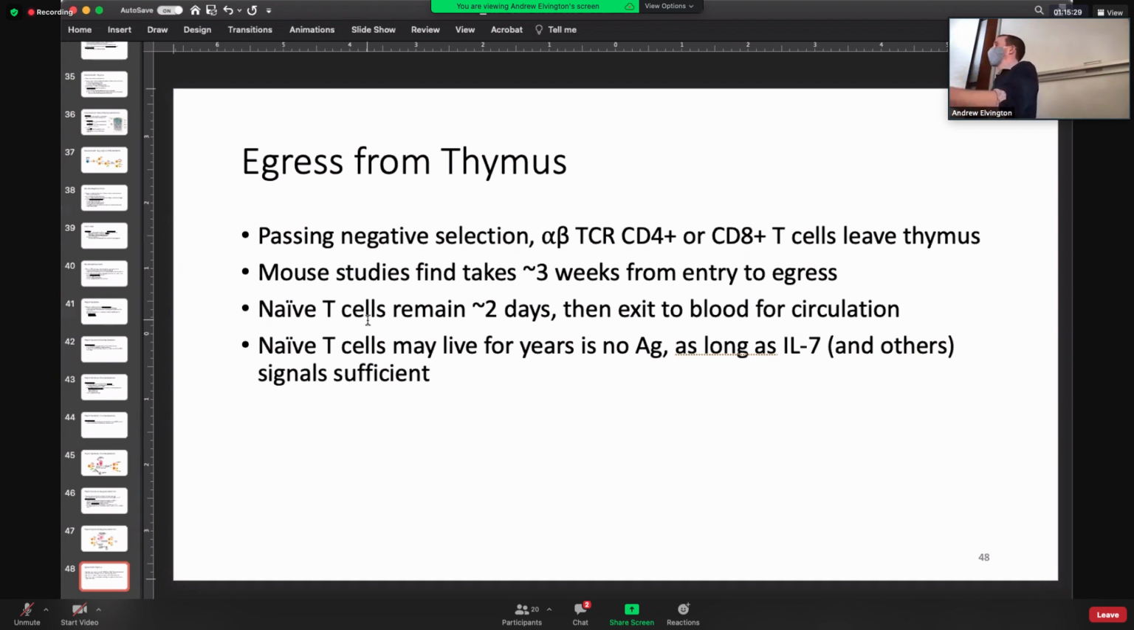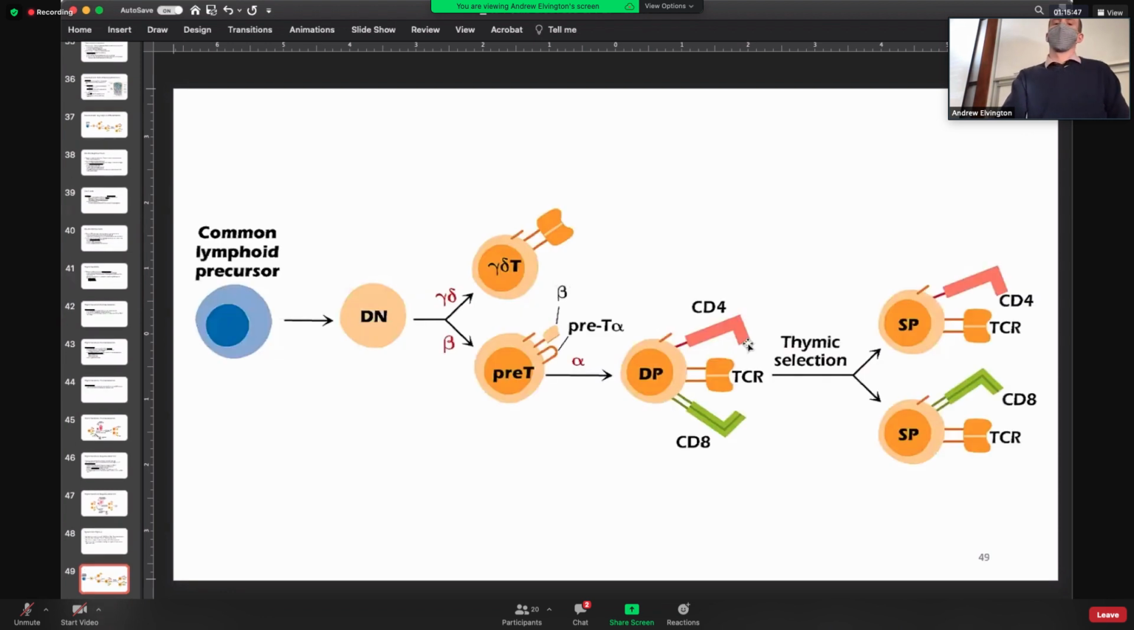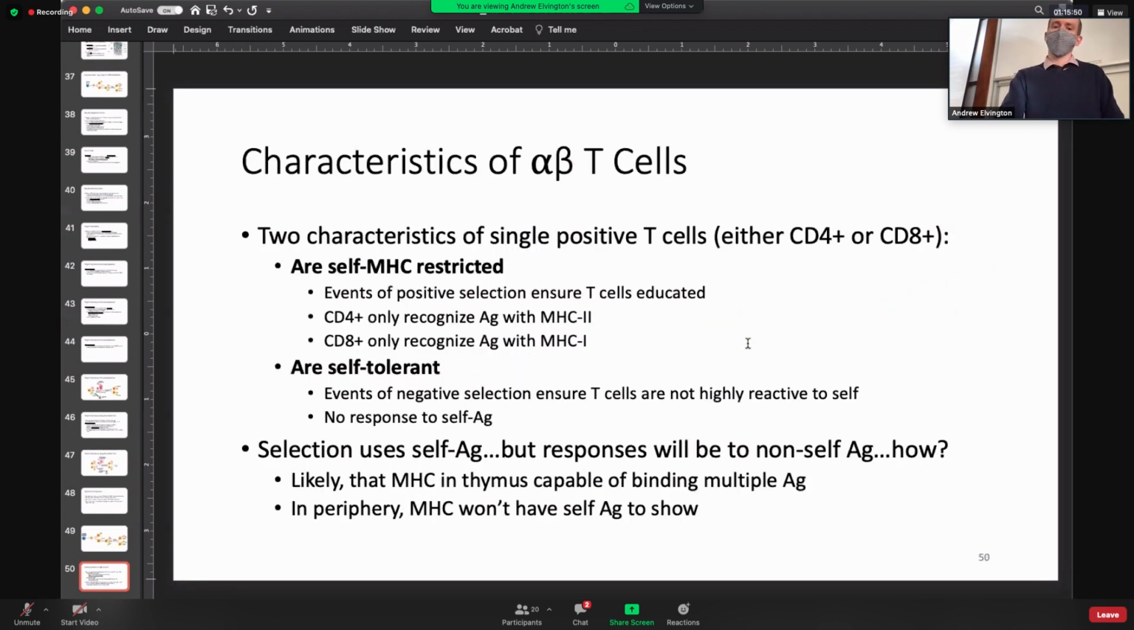Remember, our thymus eventually goes away, yet we still can mount T cell responses. Those T cells can be long-lived, as long as they are receiving nourishment, principally in the form of IL-7 and other cytokines from cells of the lymph node and the bone marrow and tissue, wherever they're migrating to. So we have these cells that have left. Let's summarize or revisit what our characteristics are of an alpha beta T cell: they can either be CD4 or CD8 positive.